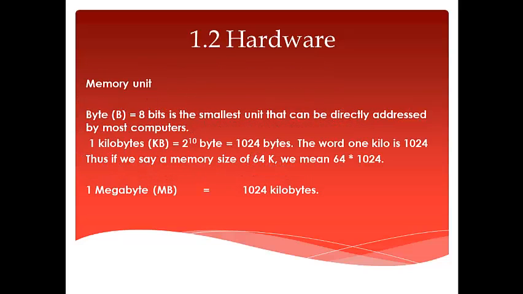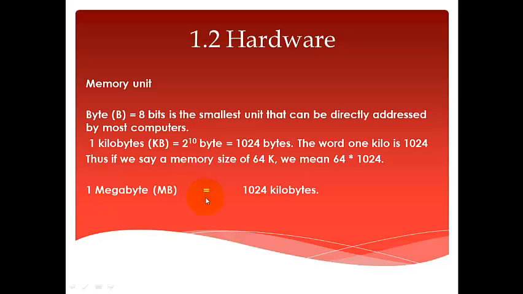And in case of memory unit, if you want to measure the size of memory, here are the terms. We already saw 1 byte is equal to 8 bits, the smallest unit that can be directly addressed by most. 1 kilobyte (KB) is equal to 2 power 10 bytes, that is 1024 bytes. The word kilo, in case of computer, means 1024, it's not 1000.